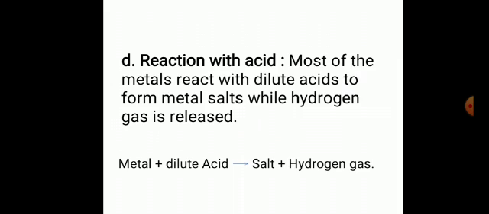Most of the metals react with dilute acids to form metal salts while hydrogen gas is released. So metal reacts with acid, salt is formed and hydrogen gas is liberated. Watch the video which will help you to understand the reaction of metal with dilute acid.